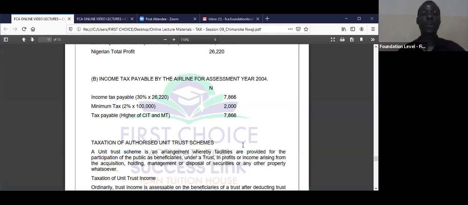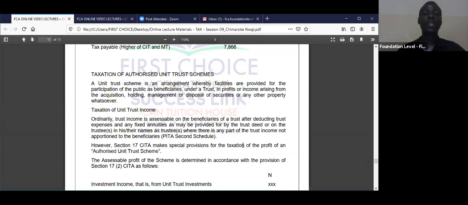Now, look at taxation of authorized unit or trust scheme. It says a unit trust scheme is an arrangement whereby facilities are provided for the participation of the public as beneficiary under a trust in profits or income arising from the acquisition, holding, management, or disposal of securities or any other profit whatsoever. Now, the taxation of unit trusts. They said ordinarily, trust income is assessable on the beneficiaries of the trusts after deducting trust expenses and fixed annuities as may be provided for by the deeds or in the trustee, in his or her name as a trustee.